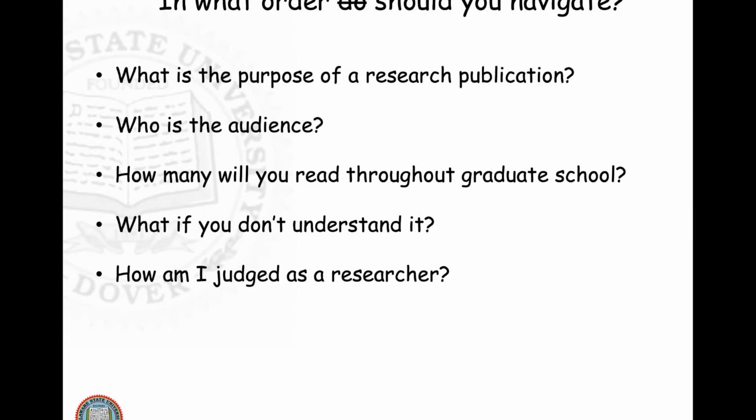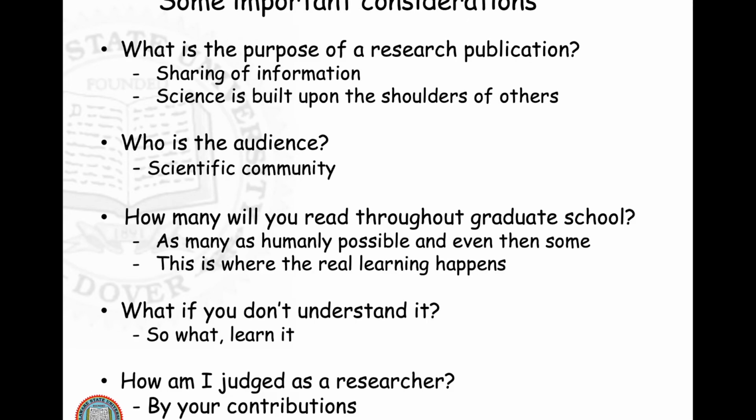So let's take a look at considerations for the order in which you should navigate, not the order you do navigate. So the question you ask is, what is the purpose of a research publication? Who is the audience? How many research publications might a graduate student or a researcher, undergrad included, read throughout your research project? What happens if you don't understand that publication? And then, why do people write research publications? How are you judged as a researcher? So let's think about these to help you shape how you go through research publications.